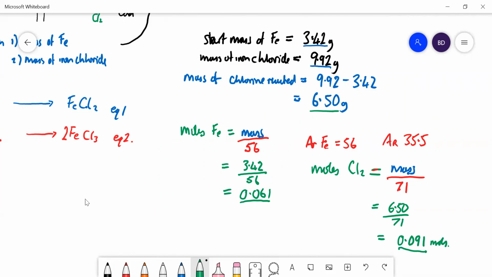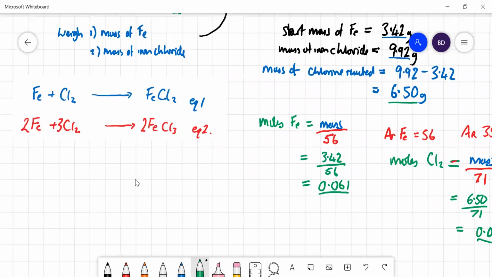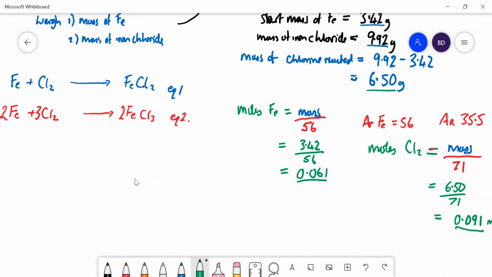So we've got our moles of iron and our moles of chlorine. Let's see which one of these equations it will fit. Moles of Fe is 0.061 and moles of chlorine is 0.091. Now to simplify this ratio, I'm going to divide by the smallest number.